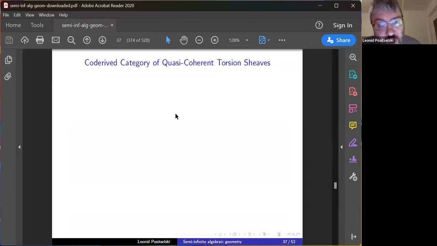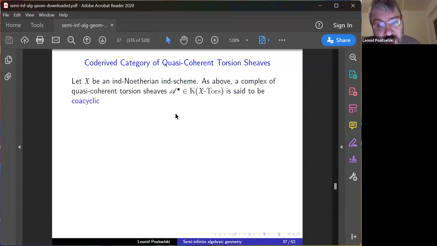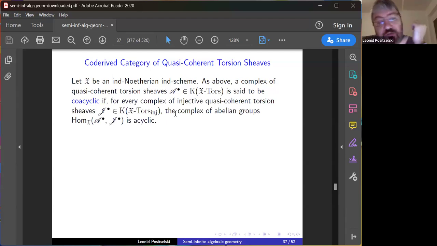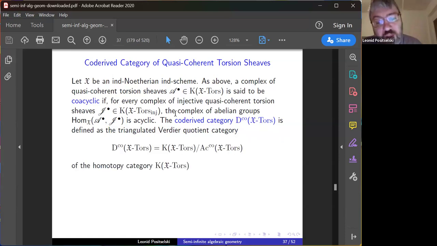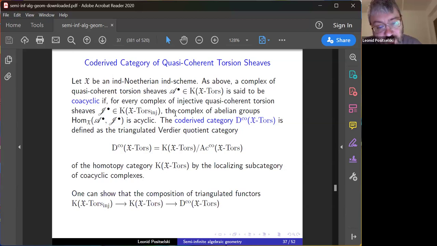Coderived category of quasi-coherent torsion sheaves. Let X be an ind-Noetherian ind-scheme. As above, a complex of quasi-coherent torsion sheaves A is said to be quasi-acyclic if for every complex of injective quasi-coherent torsion sheaves J, the complex of Homs from A to J is acyclic. The coderived category is defined as the triangulated quotient category of the homotopy category of complexes of quasi-coherent torsion sheaves by the localizing subcategory of quasi-acyclic complexes.